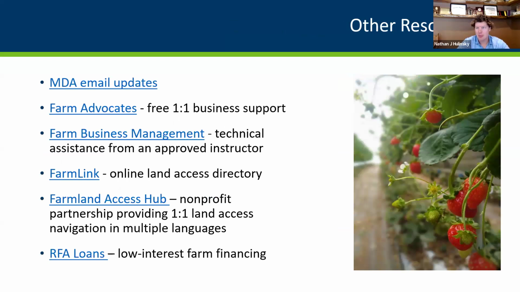We have the Department of Agriculture's email updates. They have farm advocates who will provide free one-on-one business support. There is the Farm Business Management Team, who have instructors across the state that help work one-on-one with farm businesses. Farm Link is this land access directory. Farm Access Hub, which is again this one-on-one land access navigation panel. And then RFA Loan. So Rural Finance Authority has some low interest loans to help you get started farming.